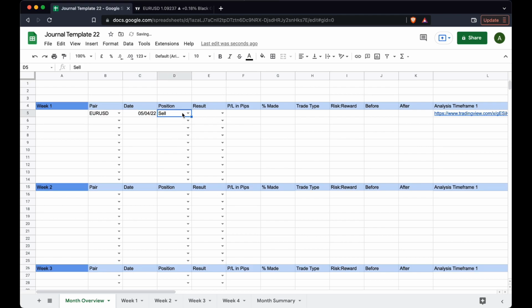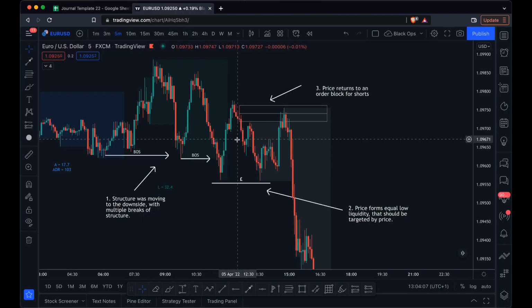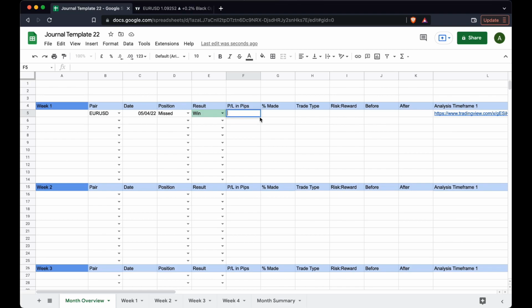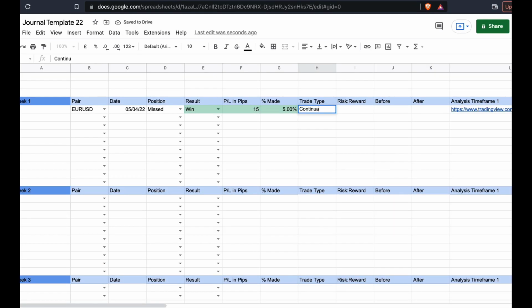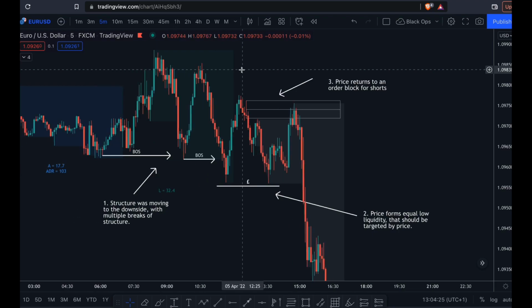It was a sell that I actually missed, so let's put it down as a missed. Result, it was a win. Profit and loss in pips, let's just say it's like 15 pips. Percentage made, it would have made a 1 to 5. Trade type, this you could say was a continuation trade. Risk to reward, it was a 1 to 5. And then you have your before and after screenshots, which would be done like this.